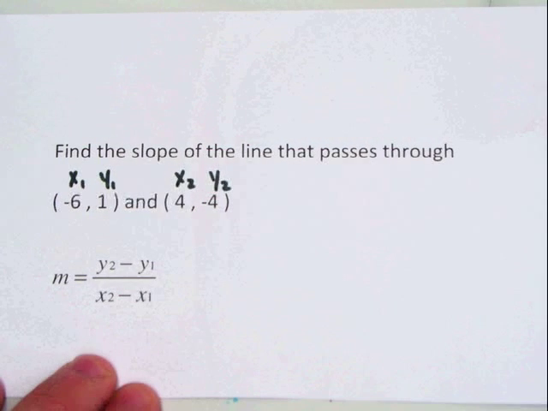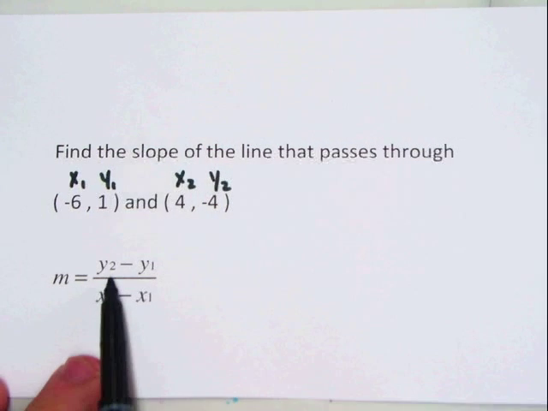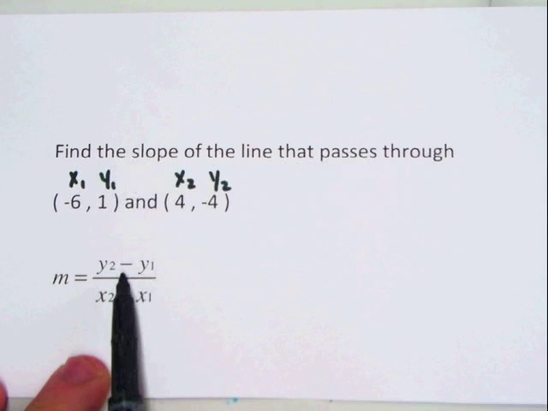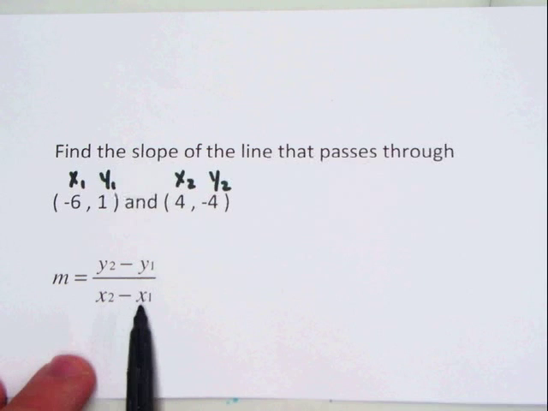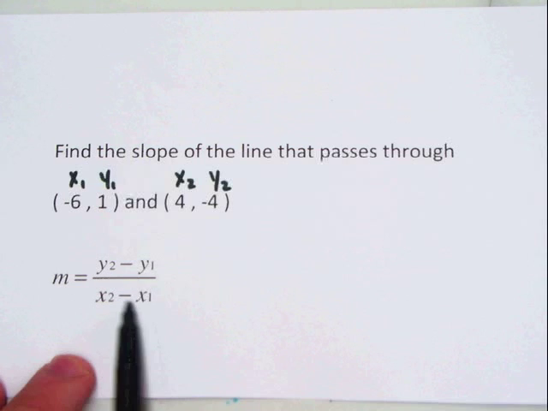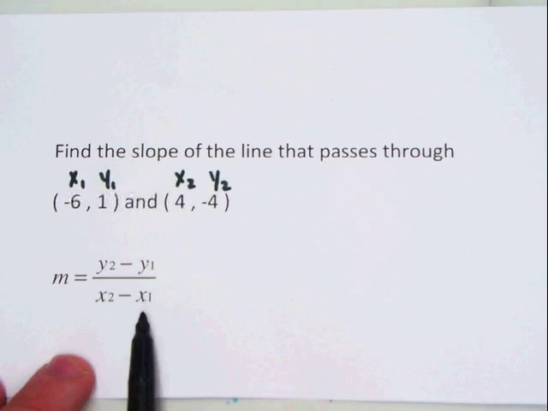Now, I want you to notice something very important. I'm going to be subtracting y2 minus y1. In the bottom, I have to keep the same order, x2 minus x1. So when I subtract, I can't flip-flop orders in the numerator and the denominator. I'll have things messed up.